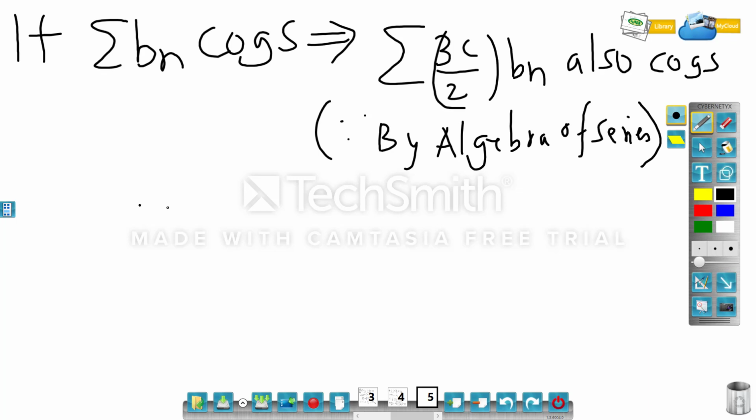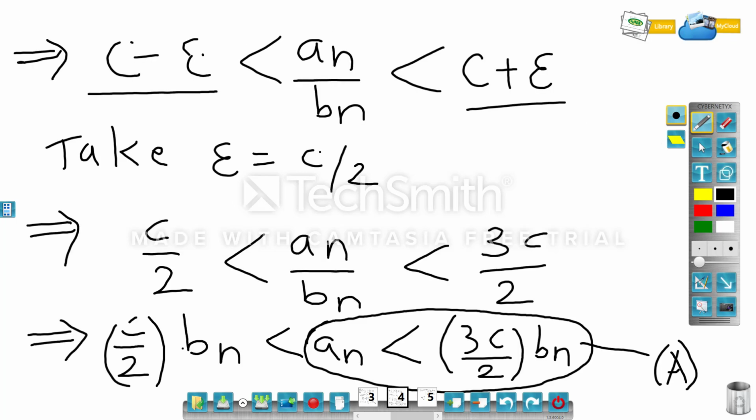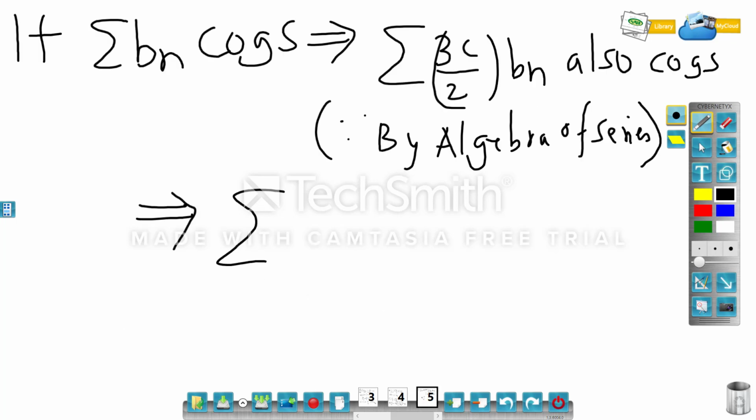So this would imply, let's go to the previous slide, if this is convergent, then this is also convergent by the comparison test. Then series an converges by the comparison test.